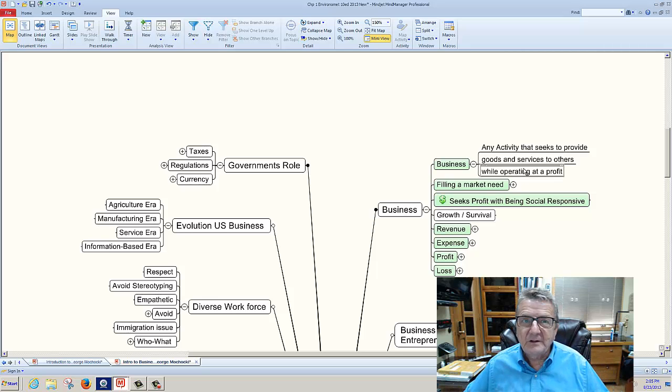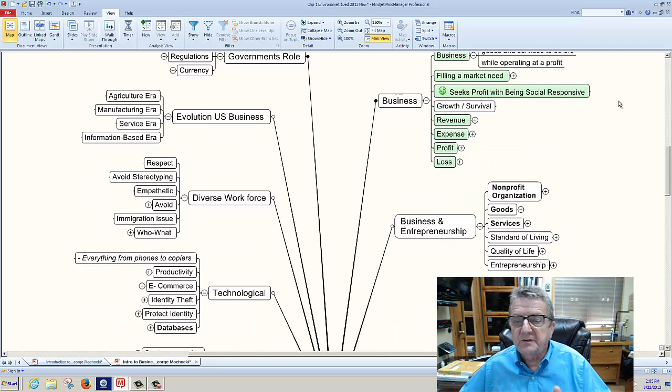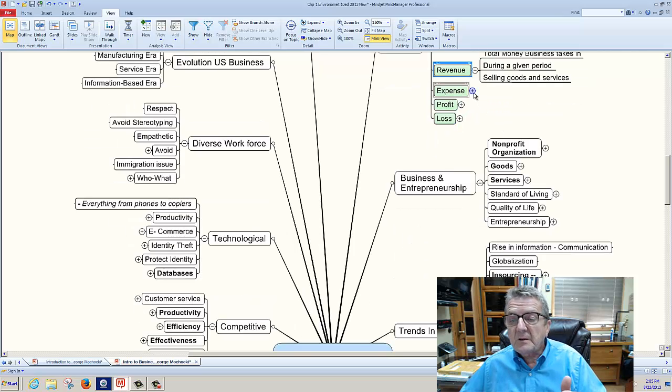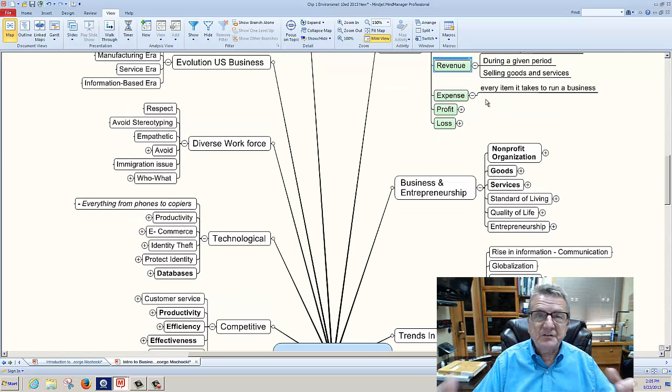Looking through all the way, we're going to talk about the forms and everything else. The more you can start using the business terms, the more it gives you credibility when you're talking to another individual within business. So when I'm talking about revenue, I understand what revenue is from a business perspective. It's basically my wages from the business's total money it takes in during a given period. When I talk about expenses, it's every item it takes to run a business.